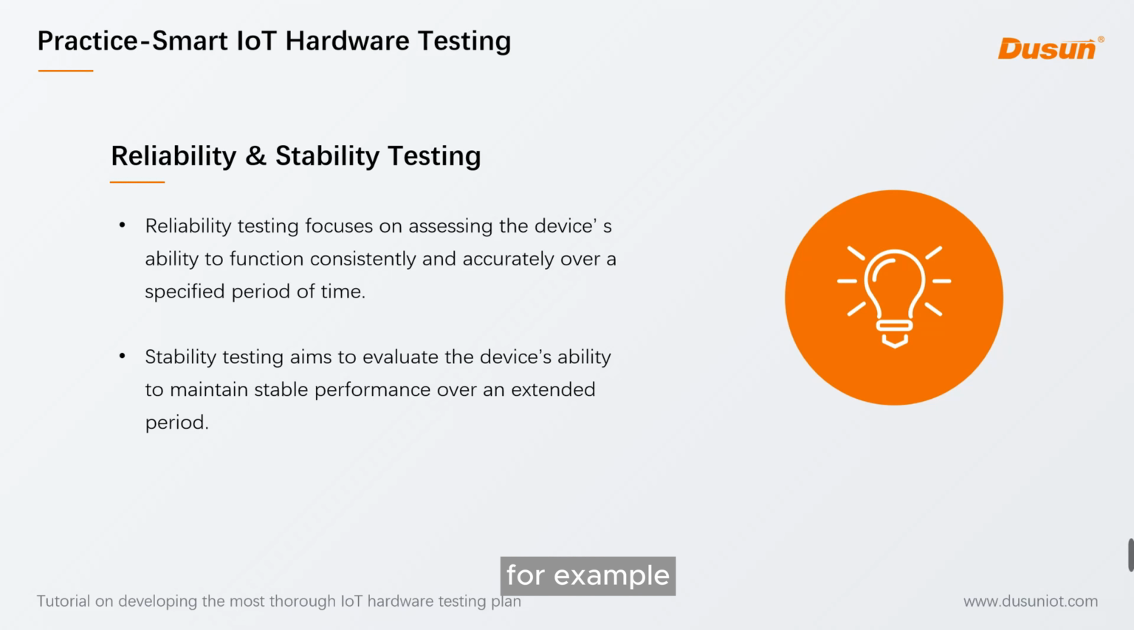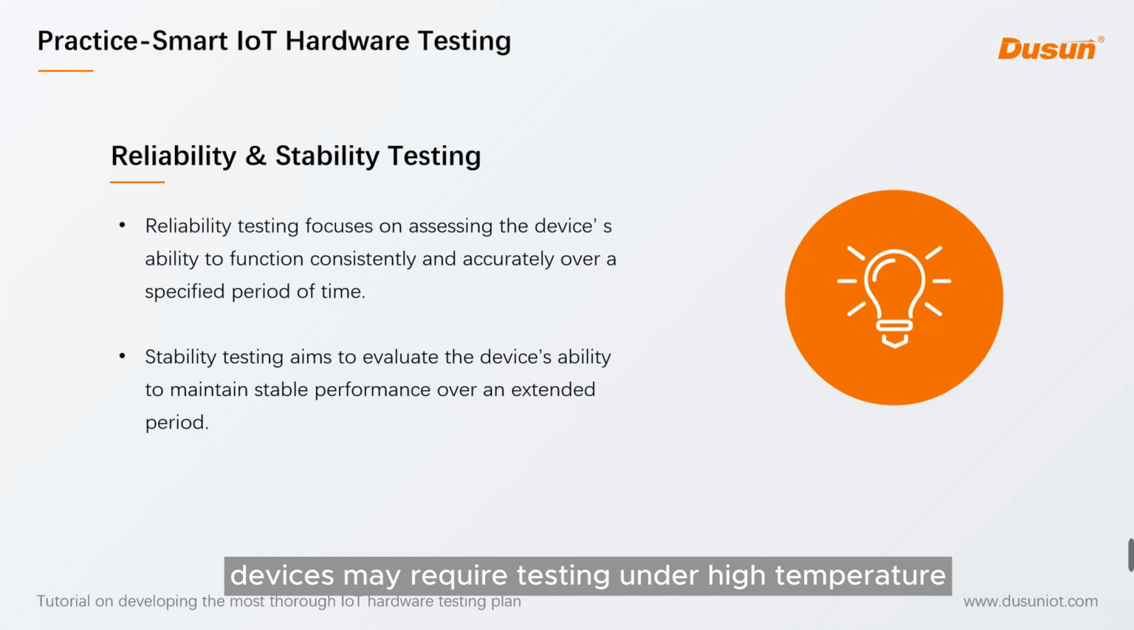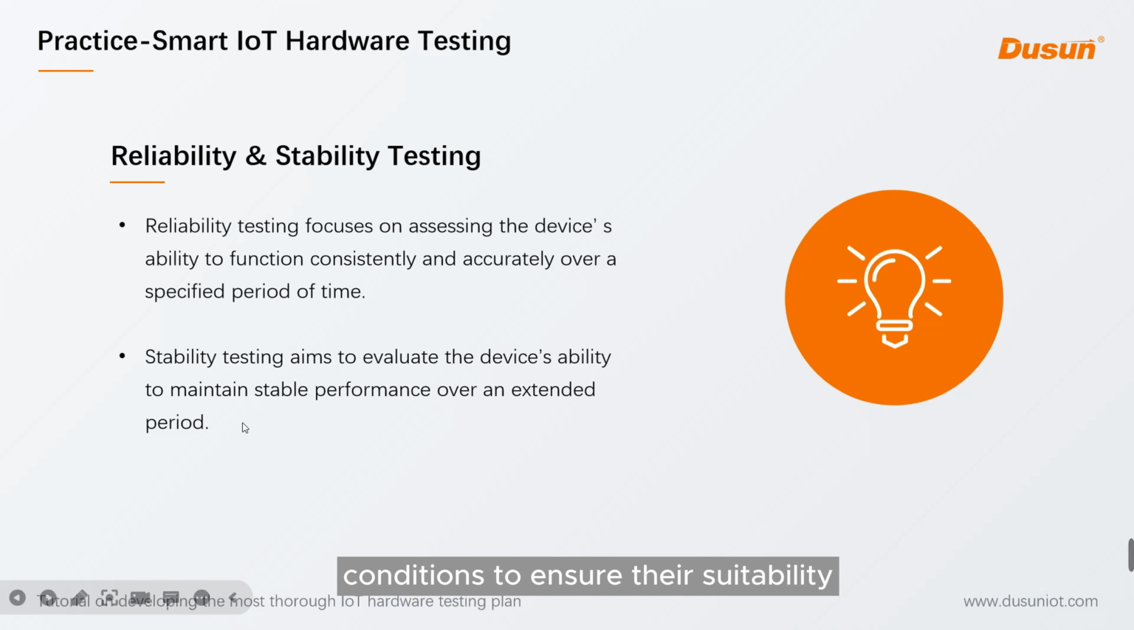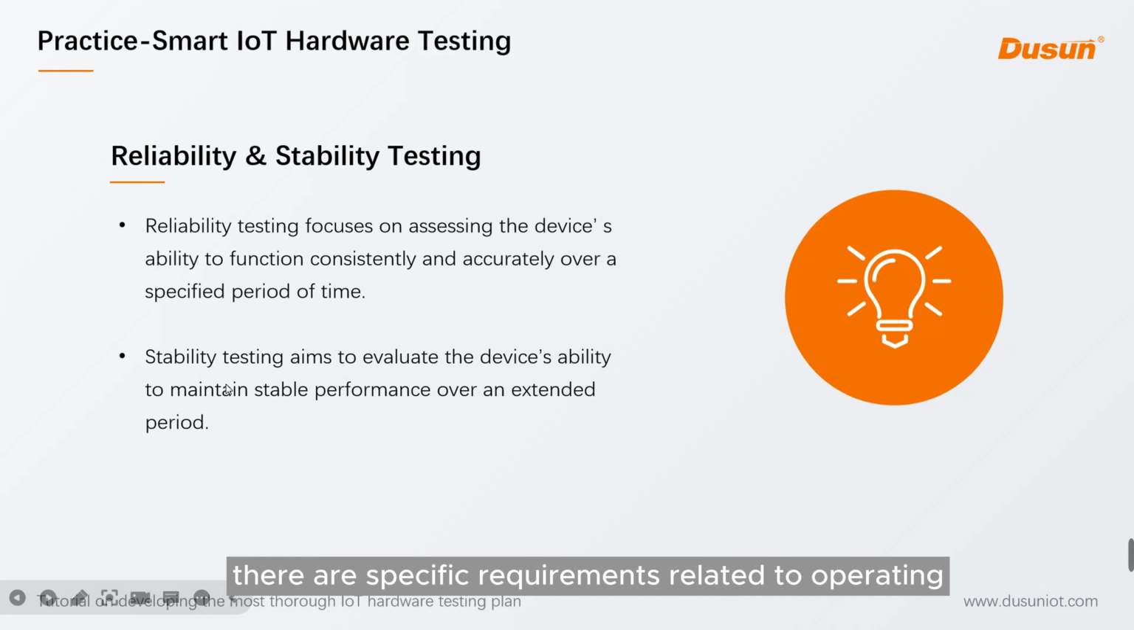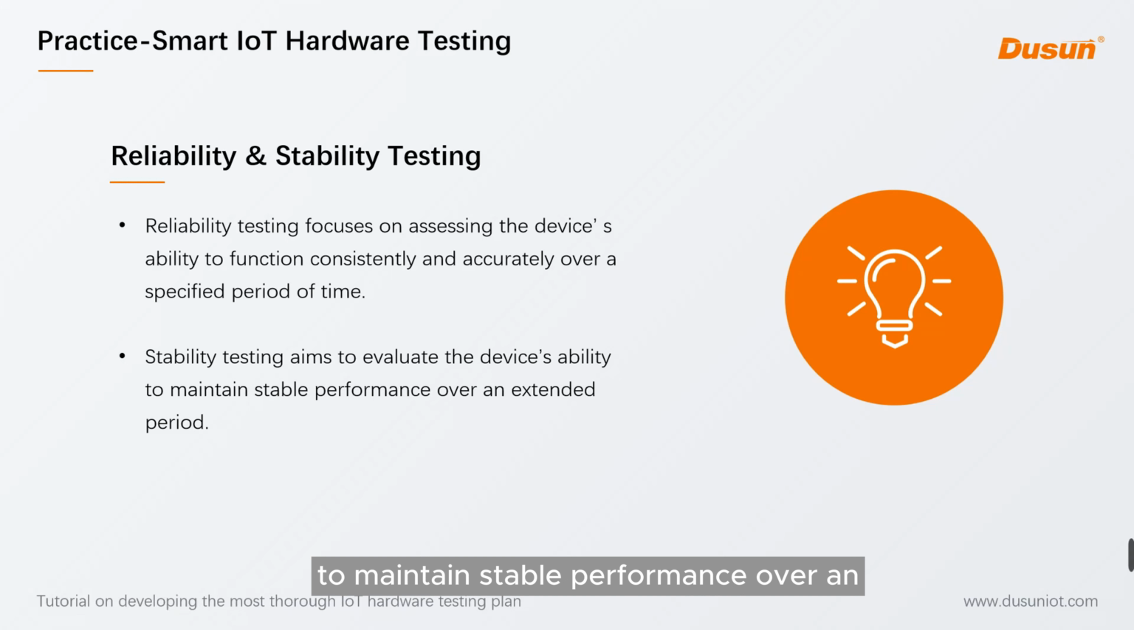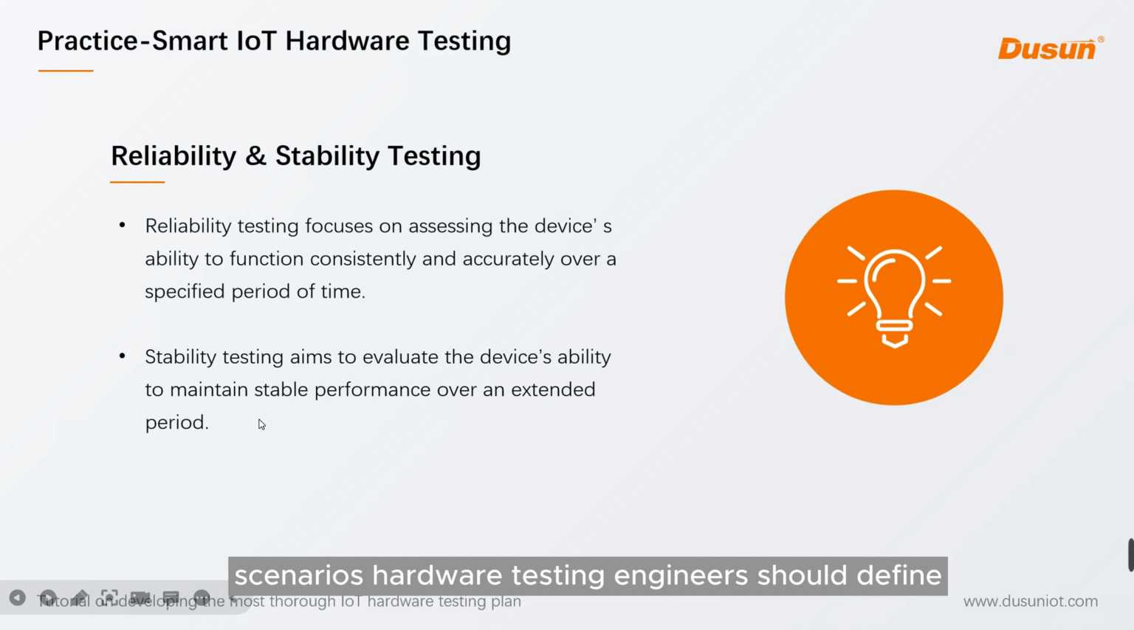For example, temperature and humidity devices may require testing under high temperature and high humidity conditions to ensure their suitability. For door magnetic devices, there are specific requirements related to operating environments with vibrations and impacts. Stability testing aims to evaluate the device's ability to maintain stable performance over an extended period. It involves simulating specific long-term operating conditions that mimic real-world usage scenarios.